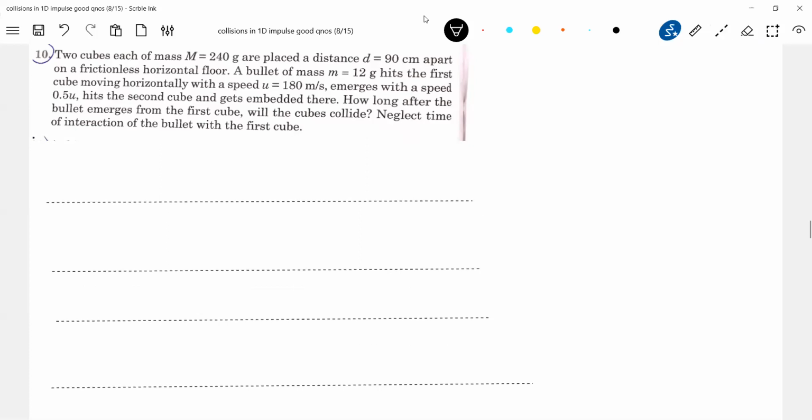Now initially there's a block. There are two cubes, A and B, like this. Let this be block A, and the bullet approaches here. Let the bullet be C. They are separated by a distance D.